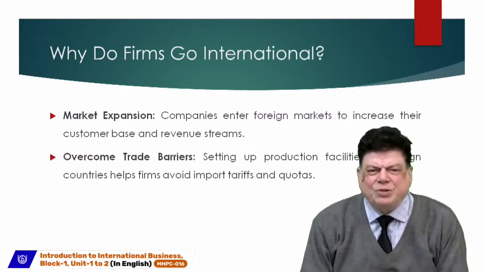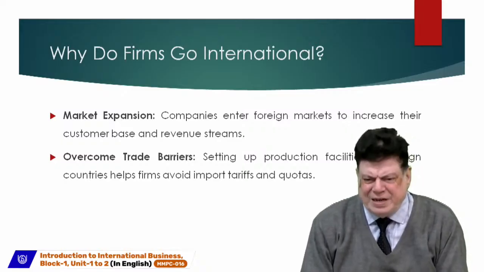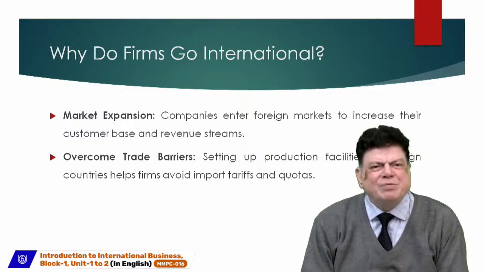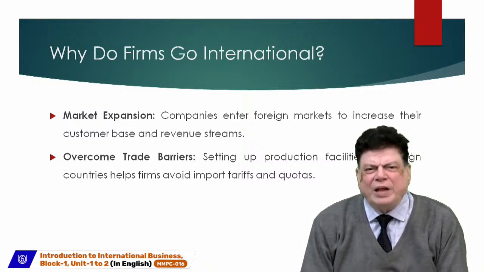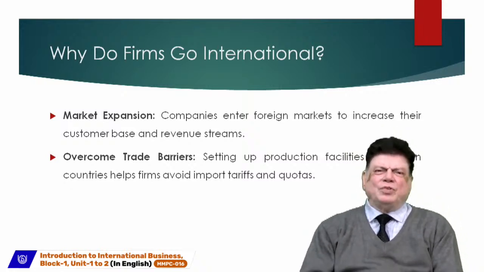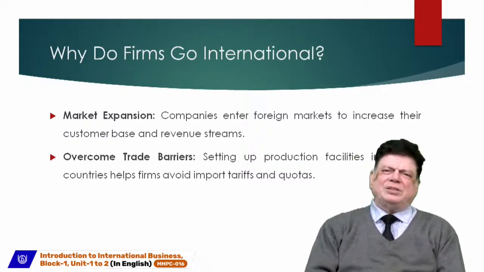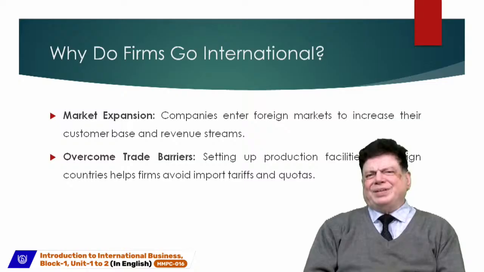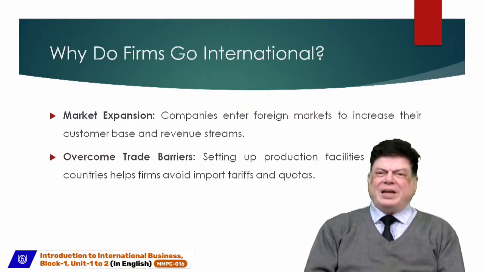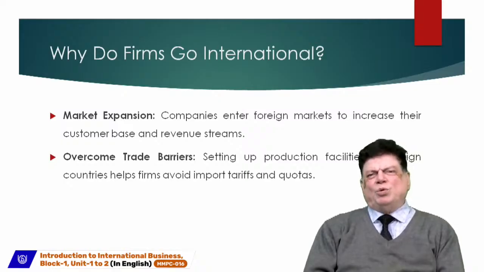Overcome trade barriers. Setting up production facilities in foreign countries helps firms avoid import tariffs and quotas. Suppose you are having a branch office there. You have made a company here in India and you have opened a branch of that company in a foreign country. So these trade barriers will be less. And naturally you are expanding your market also. You are having an office here as well as there. Tomorrow you may do production also there.